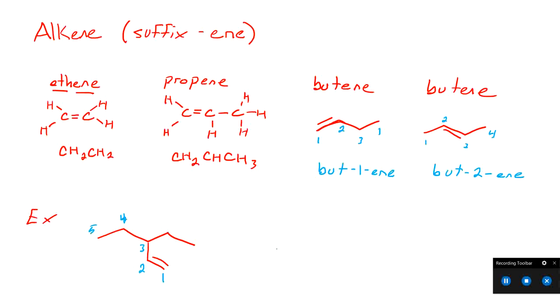Okay, so our root word here is pent for 5, but we have a double bond on carbon 1, so it's pent-1-ene. Now we also have a branching group present. Okay, that's 2 carbons long, coming off of carbon 3 of the main chain. So 2 carbons is an ethyl. So we're going to call this 3-ethylpent-1-ene will be the name of this compound. Again, the hydrogens are not shown on the compound here.